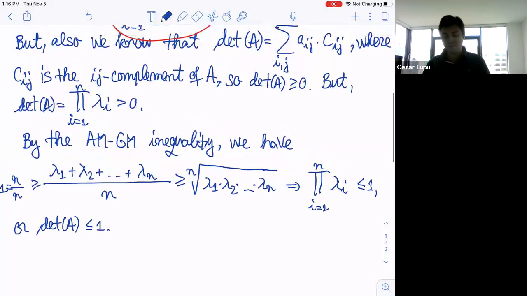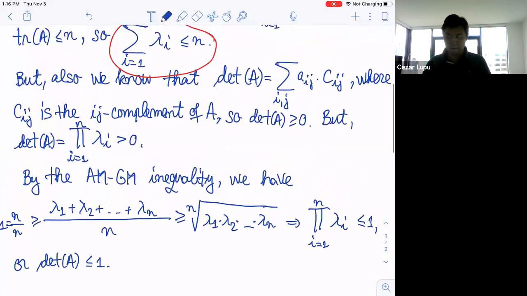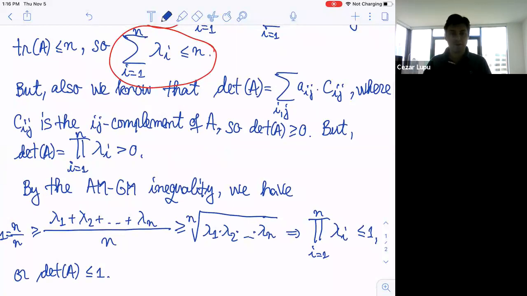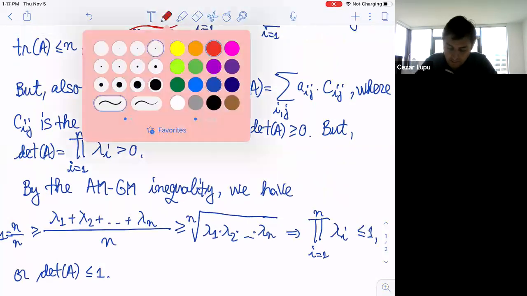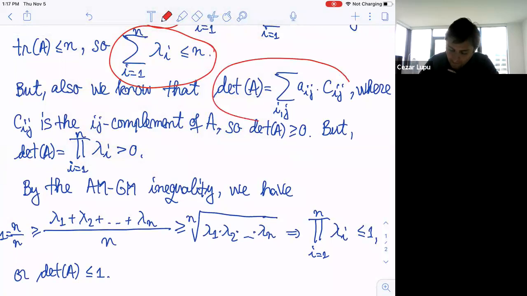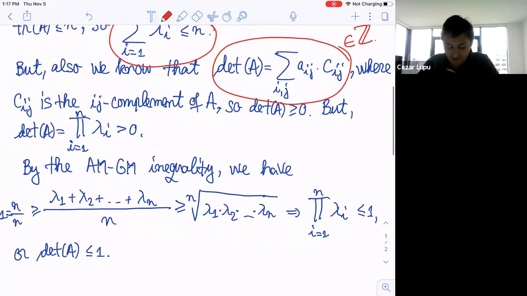But the determinant of A is non-negative. And by the way, there is one thing about the determinant you need to know: it's not only non-negative, it's also an integer. That's a very important thing. This guy here is an integer, right? It's a non-negative integer, but not just non-negative: since all the eigenvalues are positive, it's strictly greater than 0.